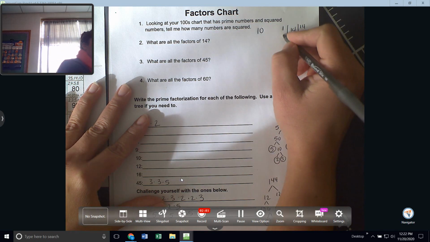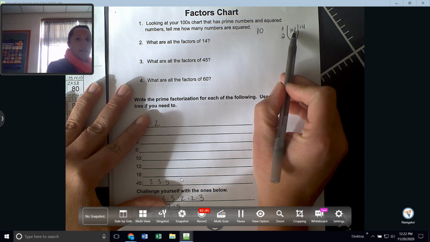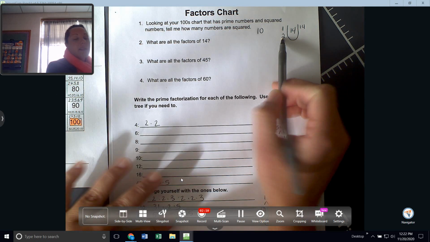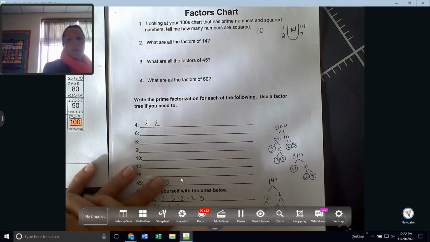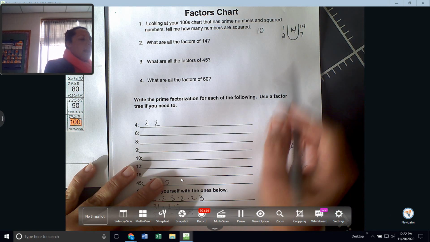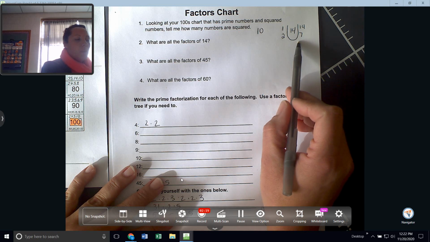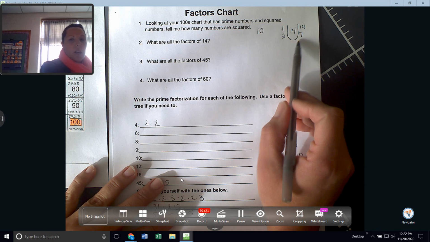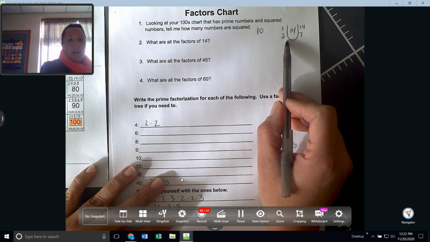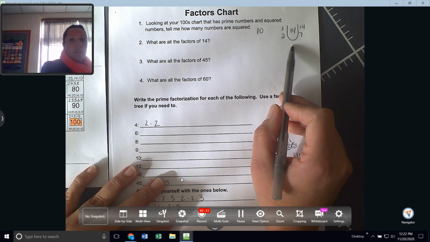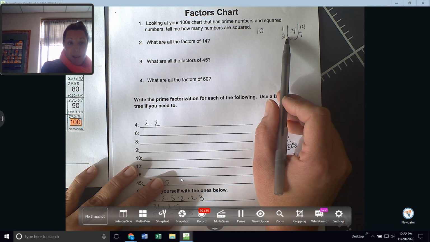Then 2 comes next. This is even, so I know 2 goes into that. So 2 times 7 is 14. Those are factors. Now I'm still going to look at the numbers that fit between 2 and 7. So 3 times anything to get 14, 4 times anything, 5, or 6. None of those numbers are factors of 14, so I know I'm done.